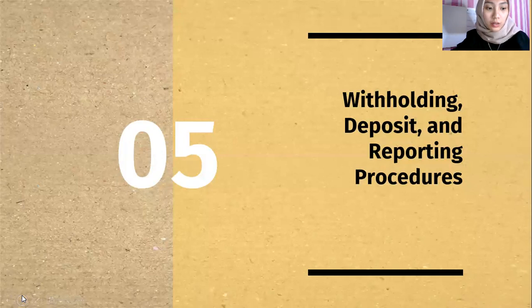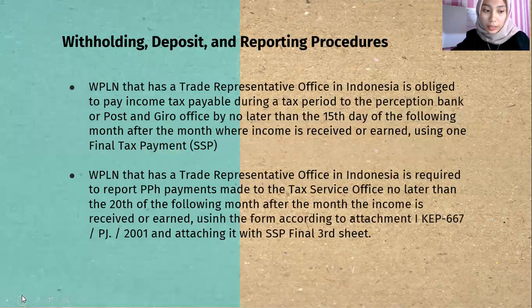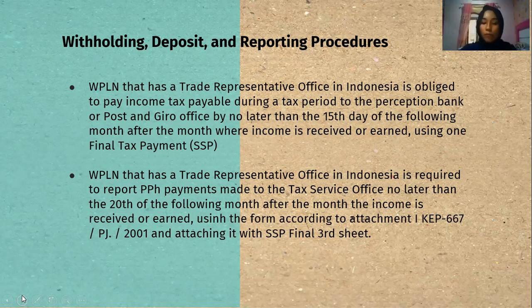5. Withholding, deposit, and reporting procedures. Payment and reporting of income tax from WPLN, which has a trade representative office in Indonesia, and its administration at the tax office are carried out as follows. First, WPLN that has a trade representative office in Indonesia is obligated to pay income tax payable during a tax period to the Perception Bank or Post and Giro office no later than the 15th day of the following month after the month in which income is received or earned, using one final tax payment slip, or SSP.